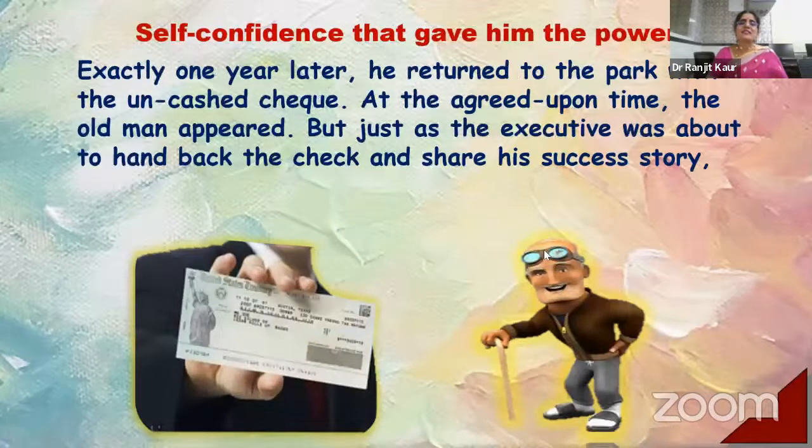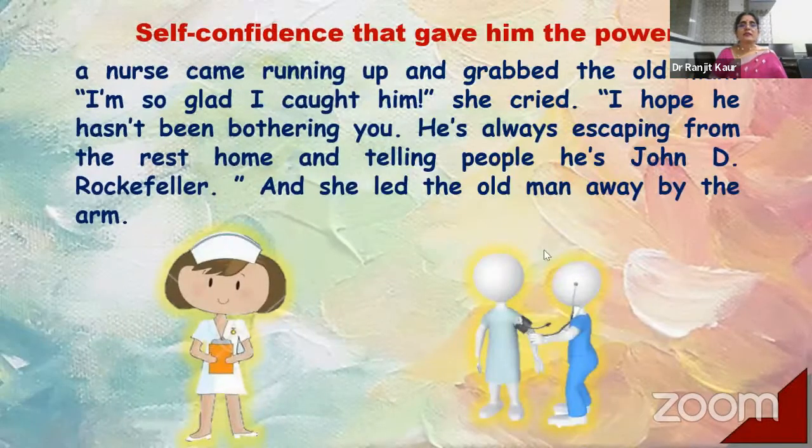Exactly 1 year later, he returned to the park with the uncashed check. At the agreed upon time, the old man appeared. But just as the executive was about to hand back the check and share his success story, a nurse came running up and grabbed the old man. "I am so glad I caught him," she cried. "I hope he hasn't been bothering you. He's always escaping from the rest home and telling people he is John D. Rockefeller." And she led the old man away by the arm.